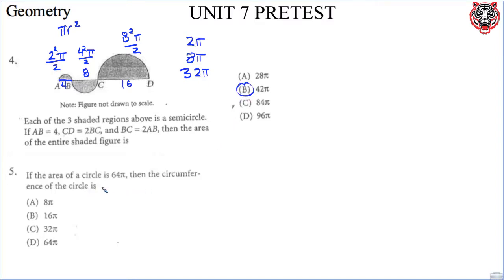Number 5, the area of a circle is 64 pi. I'm looking for circumference. Well, area is 64 pi, and I'm going to set that equal to the area formula, pi r squared. Divide both sides by pi, those cancel out, and I take the square root of 64 to get r, and r is equal to 8. Now that I have the radius, I'm looking for circumference. Again, circumference is 2 pi radius, or pi times the diameter. So I get 2 times 8, which is 16 pi. Circumference is 16 pi, B.